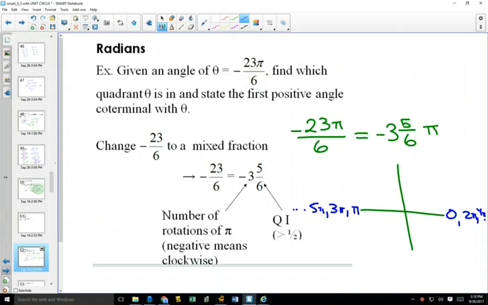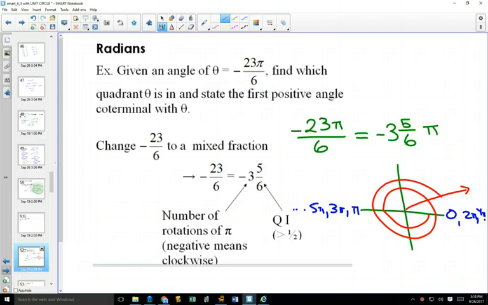So when I have 3 and 5/6, and it's negative, so we're going to be going in the negative direction. This would be negative 1 pi, negative 2 pi. Negative 3 pi gets you to here. And then the fraction, 5 over 6, is bigger than a half. So it will end right there.